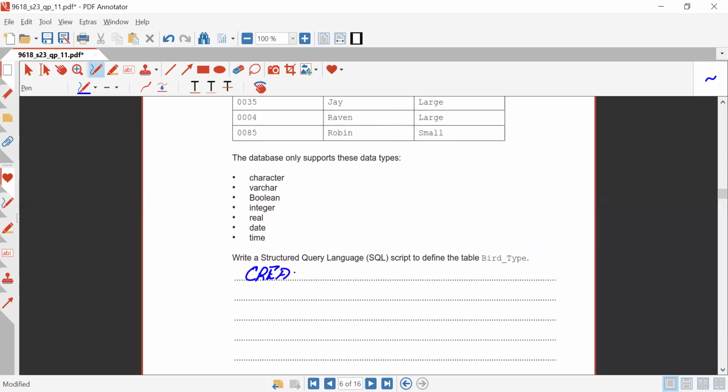Now, what are we going to create? Are we going to create a database or a table? They just said to define the table, which means we are going to create a table. So we will be writing CREATE TABLE in block letters because it's a keyword. Now, what table are we going to create? It's bird_type, bracket open.